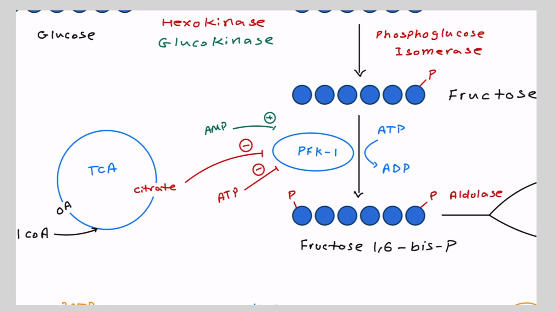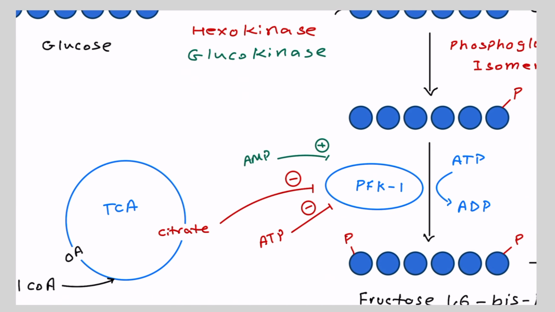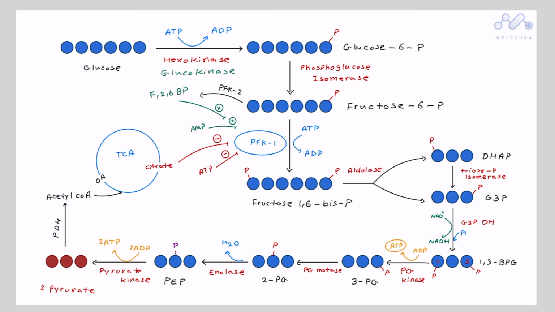And also our fructose 6-phosphate can get converted through the action of PFK2 into fructose 2,6 bisphosphate. And this fructose 2,6 bisphosphate can come and cause activation of PFK1. So this is what's happening with our PFK1.